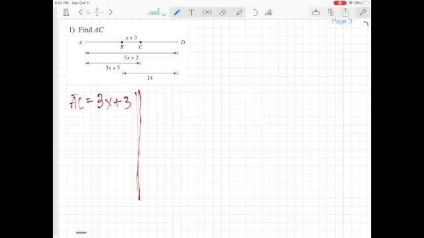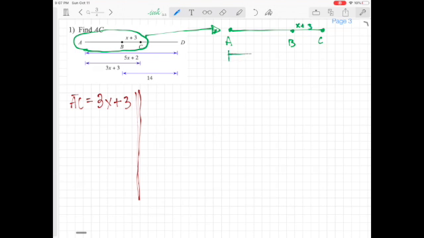And the way I'm going to do that is I'm going to just zoom in on this section here. We're just going to zoom in on that as if that was its own problem. I'm going to redraw it here. So A, C, with B in the middle, and we know that this is x plus 3, and we know that the whole thing is 3x plus 3.